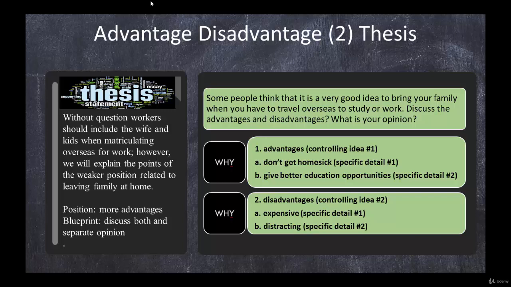Okay, let's look at this advantage-disadvantage question. Some people think that it is a very good idea to bring your family when you have to travel overseas to study or work. Discuss the advantages and disadvantages. What is your opinion? Without question, workers should include the wife and kids when matriculating overseas for work. So you get my opinion right there. However, we will explain the points of the weaker position related to leaving family at home. Okay? So that is how we would write that thesis statement.